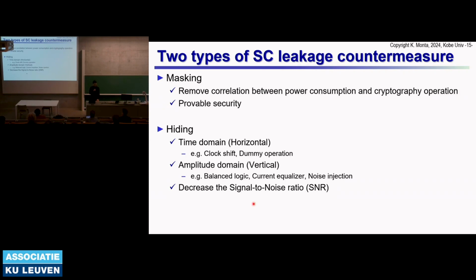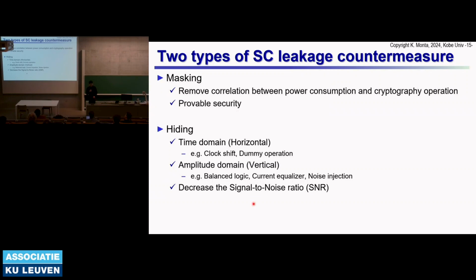I know you know better than me, but there are two types of side channel leakage countermeasures. One is masking and another one is hiding. Masking tries to remove the correlation between power consumption and the cryptographic operation, the secret information. It is said that it can provide provable security, so it is one important way of countermeasure. And another one is hiding.